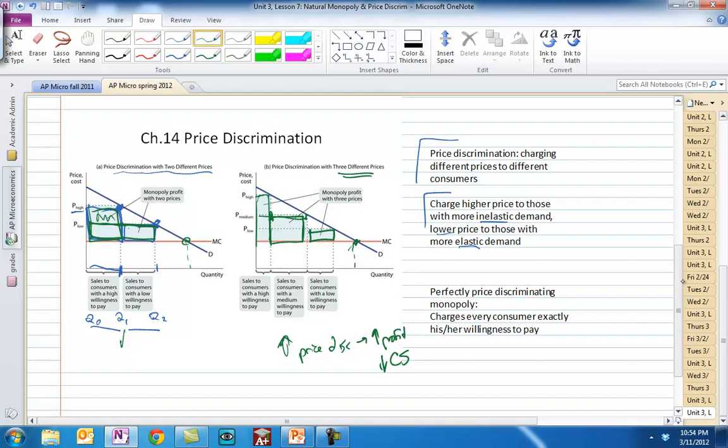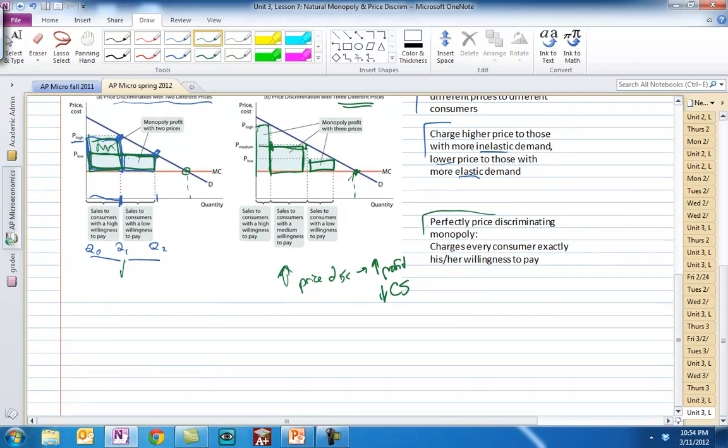But here's one more interesting scenario: a perfectly price discriminating monopoly. What that means is, what if the firm could charge every consumer exactly his or her willingness to pay? This demand curve tells us that there's some people who are willing to pay this price. Somebody is, anyway, say maybe one person. And then there's another one who's willing to pay this price, and so on. What if the monopoly was able to charge every consumer exactly his or her willingness to pay?